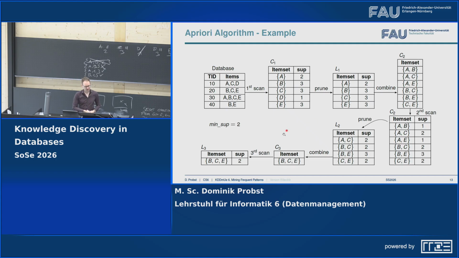If we count that, we end up with BCE at a count of 2. So if we are pruning that, BCE is still frequent. And then if we do a new combination, we can't combine into any length 4 item sets. Therefore, the algorithm terminates. And we end up with A, B, C, E, AC, BC, BE, CE, and BCE as all of our frequent item sets we can find.